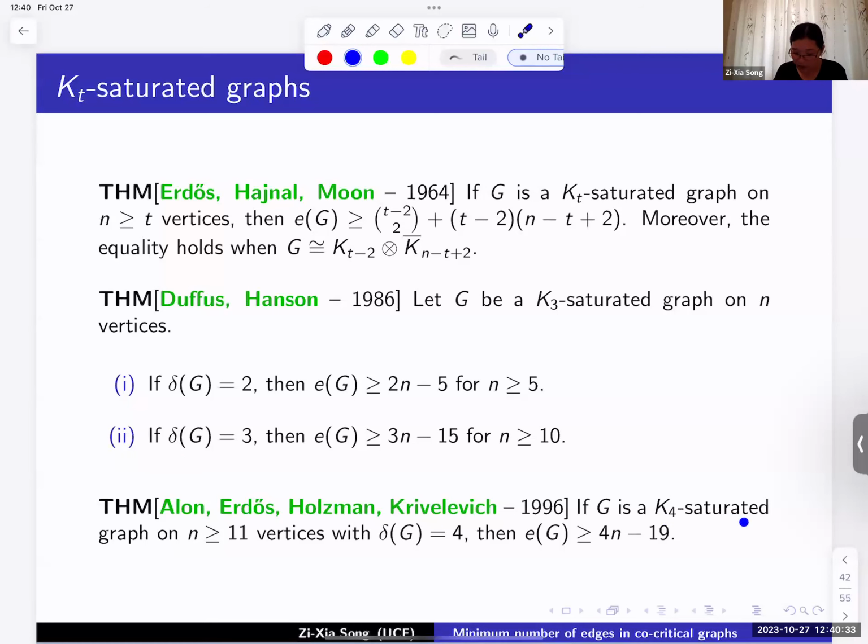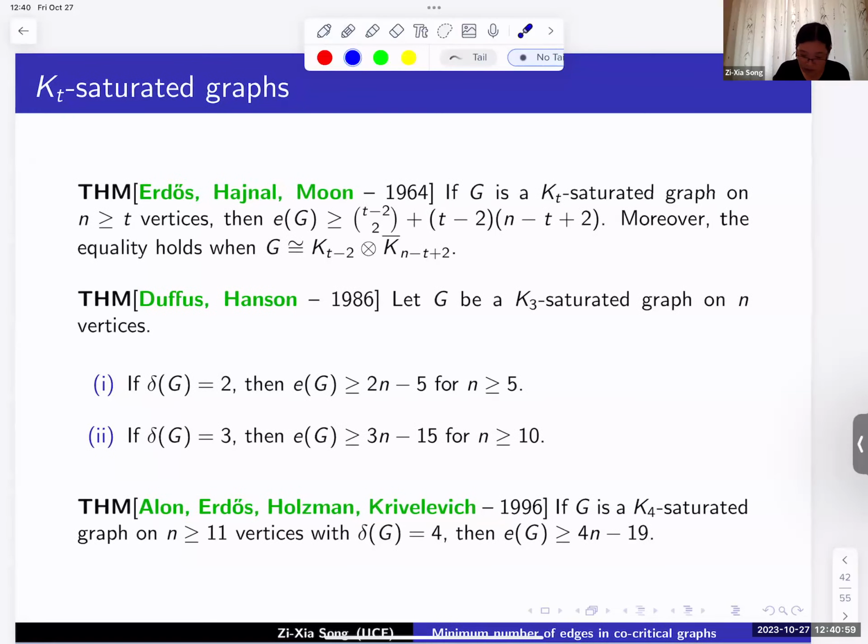And for K4 saturated graphs, Erdős, Hajnal, and Moon, and Hanson and Toft, did the minimum degree 4 case. But I tried to do minimum degree 5, and it turns out very non-trivial. I still don't have it, so we cannot solve K3, K4 because I don't know the number of edges and the structure there.